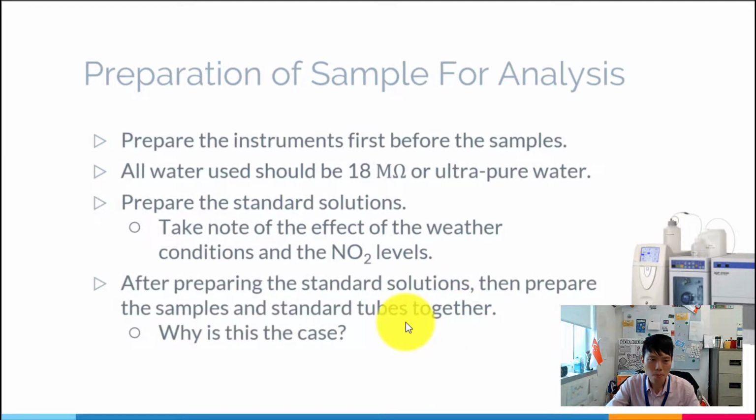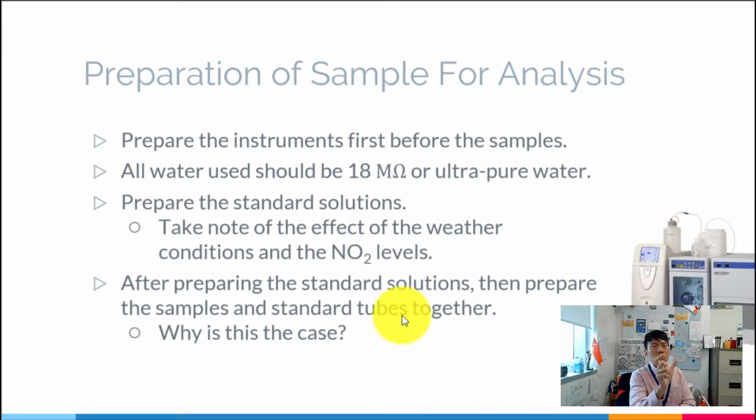After we prepare the standard solutions, then we prepare the sample and the standard tube together. We should do this in such a sequence. Why standard, then sample, then standard tube? Why not prepare the sample, then the standard? You need to understand this. Because your samples are limited. Standards you can prepare again, because in the lab you have more abundance. So you don't want to waste time.